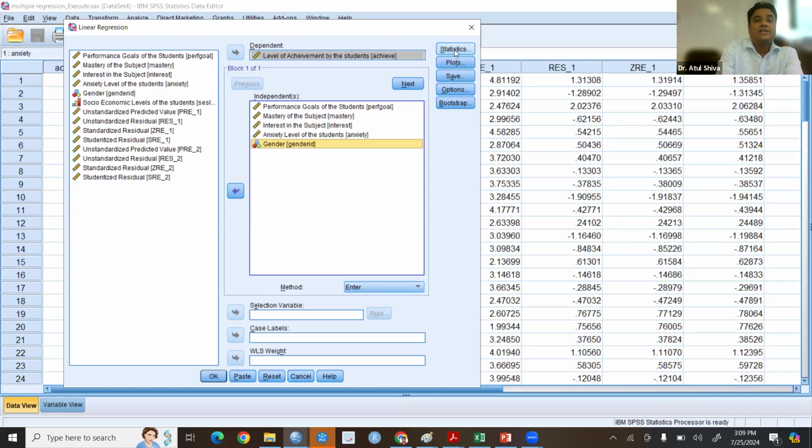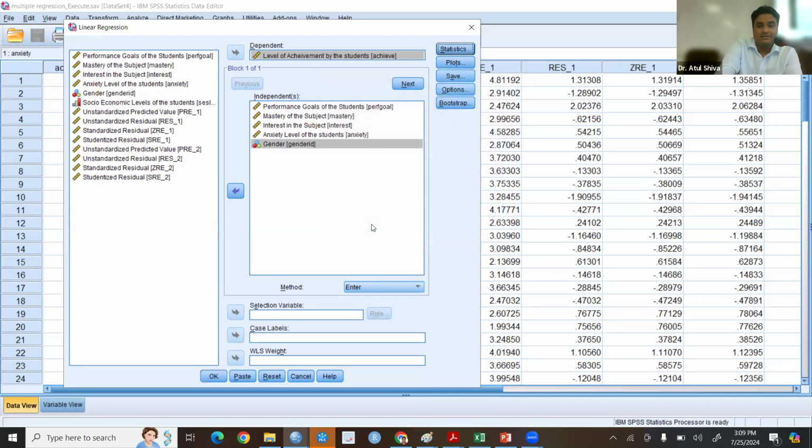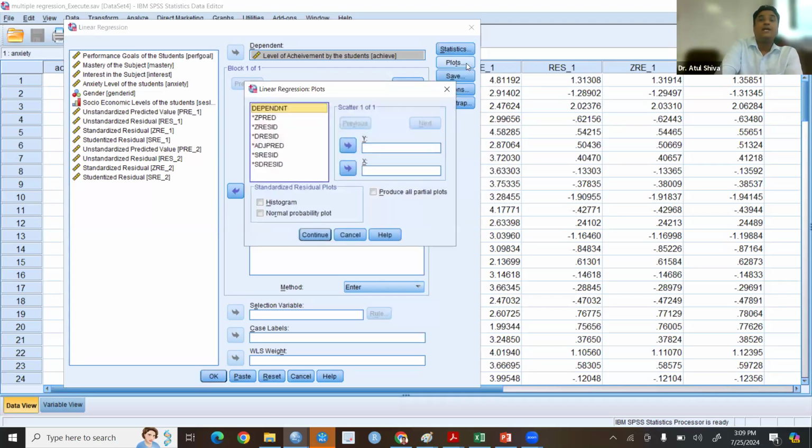So in statistics, we want confidence intervals. As you know, the p-value, I mean acceptance region, the beta must fall into the confidence interval. I need R square, coefficient of determination. I need the basic descriptive statistics of the data. Assumptions, let me take you through later. And plots. You can see that we can draw a histogram and a normal probability plot.